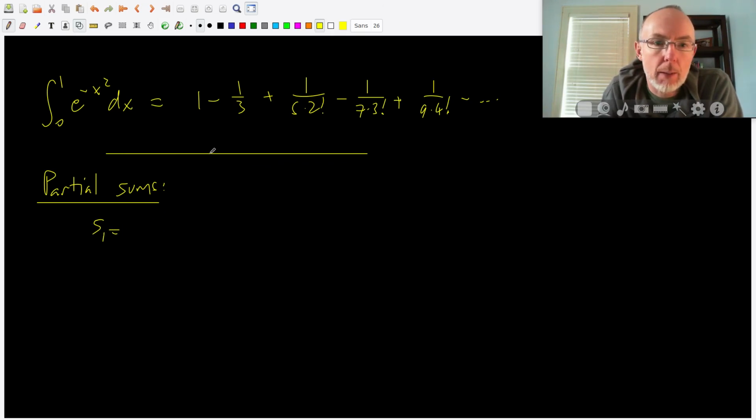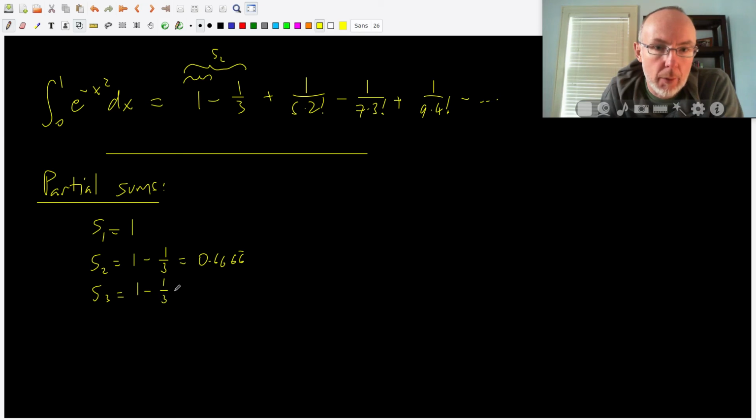The first partial sum is just the sum of the first one term, and that's obviously 1. The second partial sum is the sum of the first 2 terms in the series, and that's obviously 1 minus 1/3. So that's 2/3, or about 0.667 something recurring. Not 7 recurring, but 6 recurring, right? The third partial sum is going to be 1 minus 1/3 plus 1/10, because 2 factorial is 2, so we end up with a 10th there, and that one literally just adds a 10th to the number we had before, so 0.7666 recurring, right?